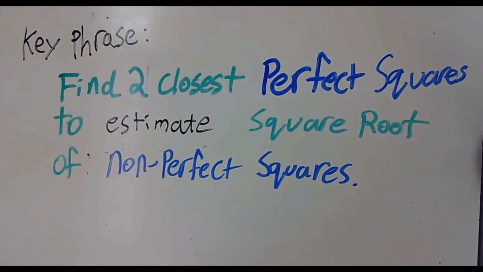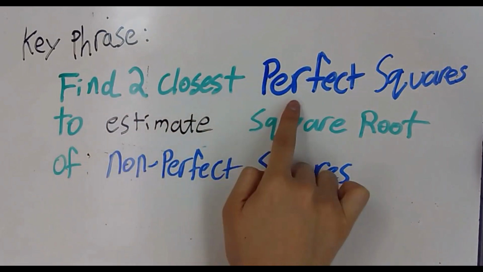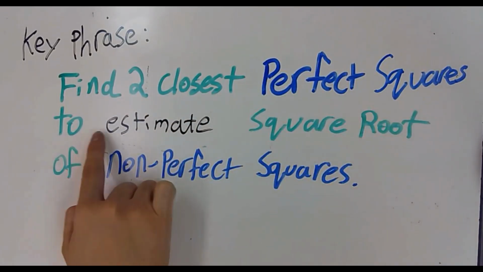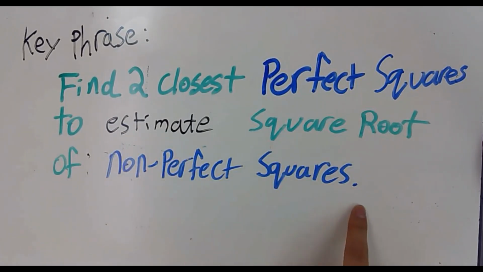Today we will be learning how to estimate the value of square roots of non-perfect squares. Although there are many different ways to estimate square roots of non-perfect squares, today I will be showing you two different ways. Before we get to that, let's talk about the key phrase for today. The key phrase for today is to find two closest perfect squares to estimate square roots of non-perfect squares.